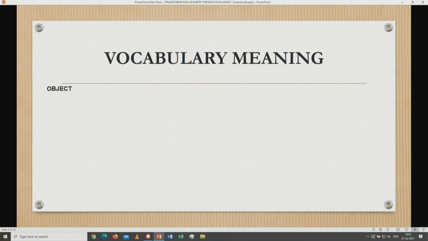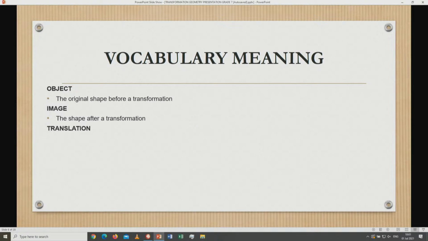Then, what is an object? The object is the original shape before transformation. You will see somewhere along the way that we will be given a triangle, which could be an object, which means the original shape before a transformation. And then we're going to encounter an image. An image is the shape after a transformation. So after we did our transformation, we've got an object together with an image, or an original figure together with an image. The image is the one that has been transformed.